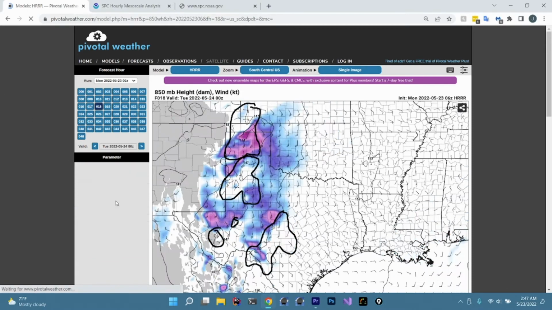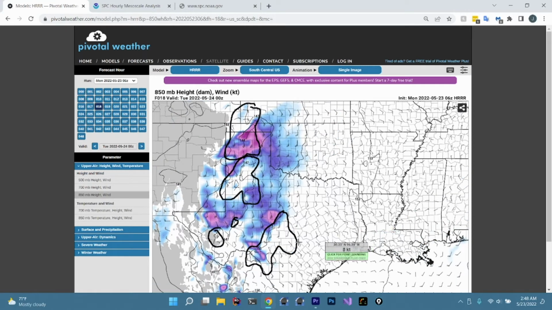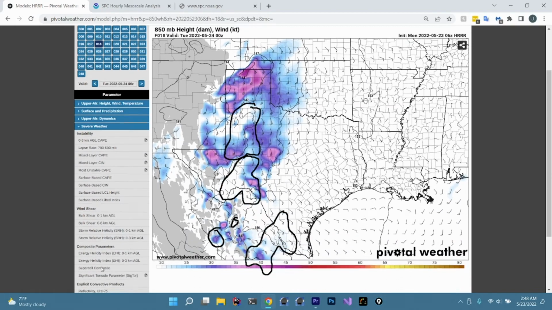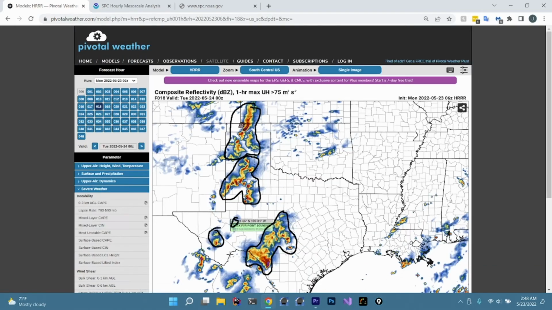Let's go ahead and go back to the 850. The only real overlap is way up here. Now, let me start over. This is the low-level jet. So that's going to play a little bit of a role as to what kind of storms we're going to have. And if you look at the, notice how messy it is. Even up here, it's relatively messy.